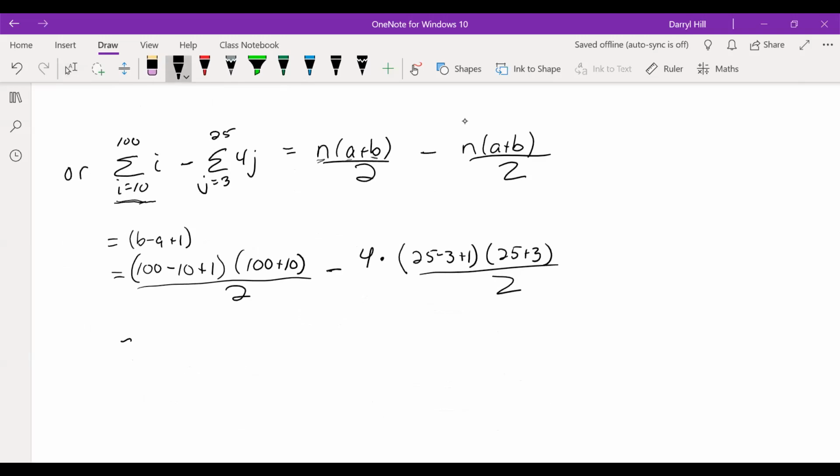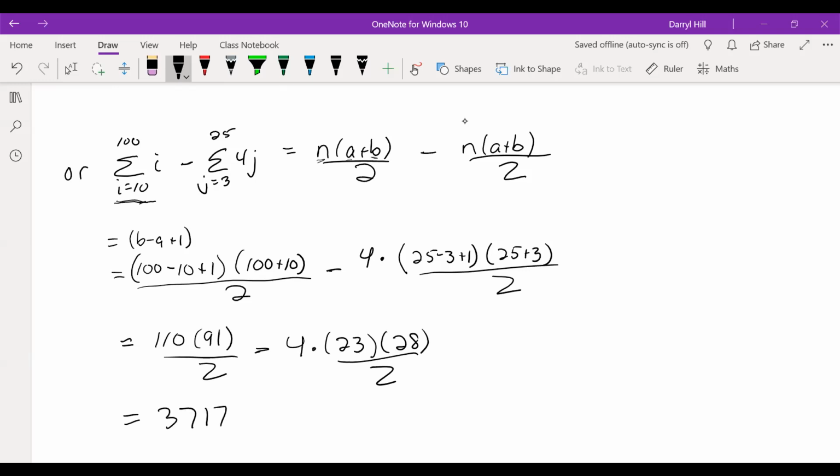And yeah, somebody can check my math, I suppose, but this should be something like this, minus 4 times 23, 28 over 2. And that should give us the same 3717 as before. So you can use this, and it does make sort of simpler expressions. Be very careful with how many terms, right? It's a little more complicated.